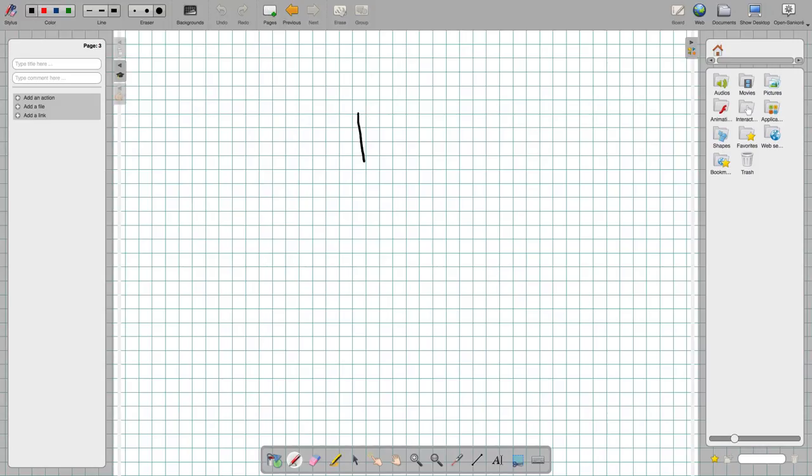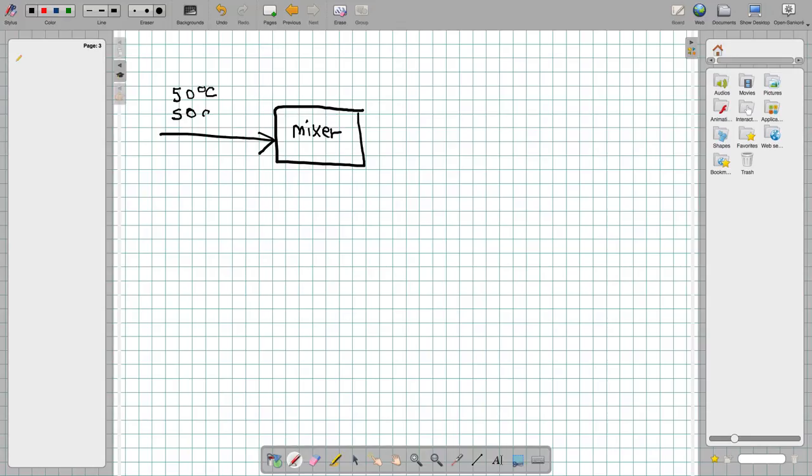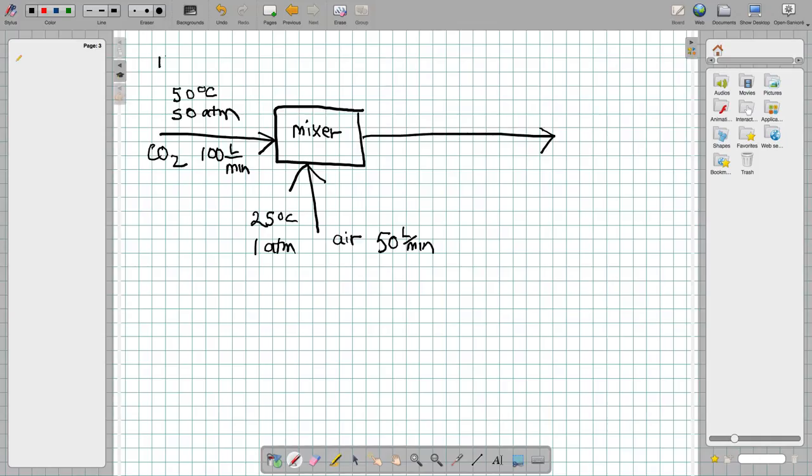So let's do an example problem. Suppose you have a mixer and you have gas coming in that's at 50 degrees and 50 atmospheres, and it's composed of carbon dioxide, and it's coming at 100 liters per minute. Suppose you're mixing that with air that's at 25 degrees C and 1 atmosphere, and you have 50 liters per minute. And the question is, we'll call this the feed stream, this will be the air stream, and this is the product stream. So the question is, if the product stream is coming out at 1 atmosphere and 25 degrees C, what is the volumetric flow rate of the product stream?